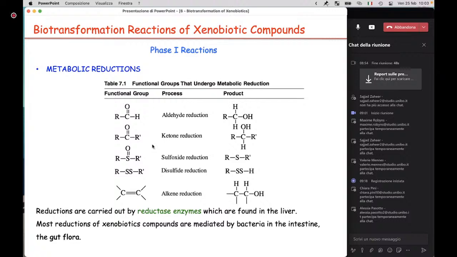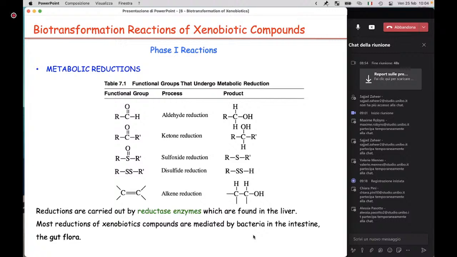Generally, the enzymes that carry out reduction reactions are called reductases. And again, most of them are found in the liver. But we know that also many compounds in general, and of course we are particularly interested in poisons, can be reduced by bacteria in the intestine. So this is another important thing that can happen before the compounds are absorbed.